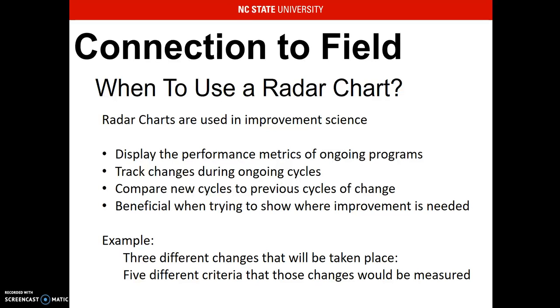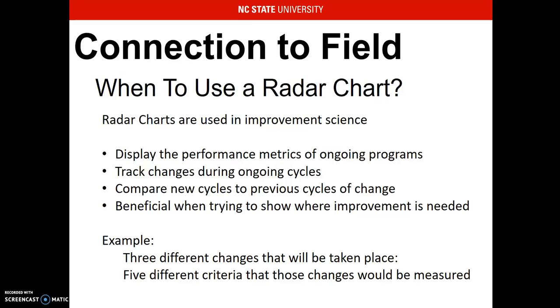So, using a radar chart, it allows you to display in improvement science the different performance matrix of ongoing programs. So as you do changes throughout a program, you can track those cycles using a radar chart. You can compare those cycles from one cycle to the next cycle based on the change that is performed. The benefit of this is that you're able to show all these cycles at once instead of using multiple charts.